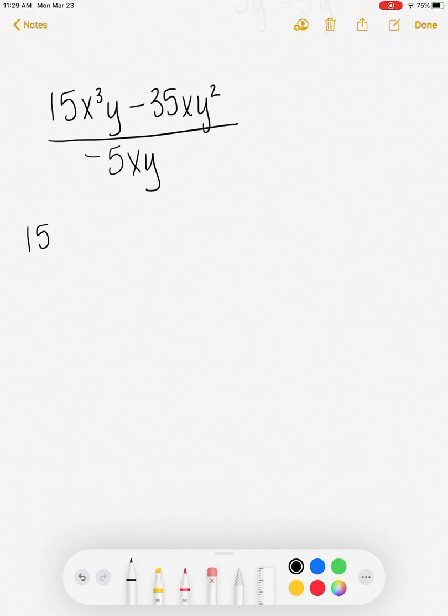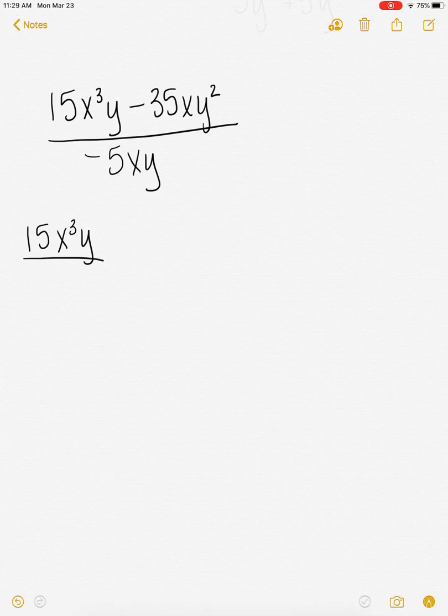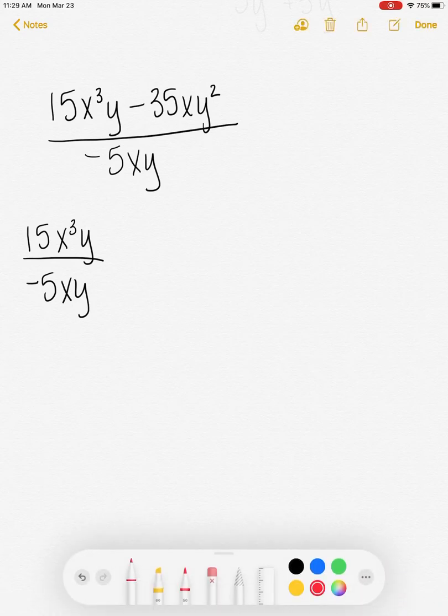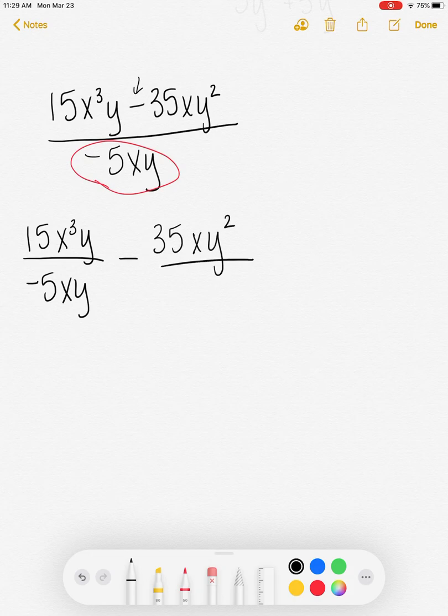So if we break it apart by terms, we have 15x cubed y divided by negative 5xy. I kept my denominator intact when I split it apart. And then minus, because of this minus here, 35xy squared divided by, again, I need to keep that denominator intact so the negative will come across as well.